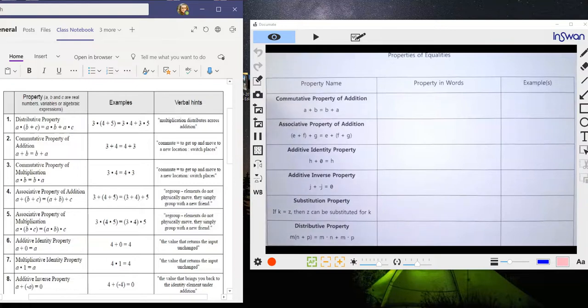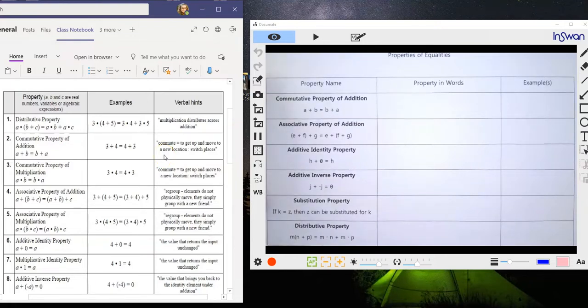So the commutative property of addition. So what we do is we come over to the sheet and we look for commutative, here we go, commutative property of addition, and they have here a plus b is equal to b plus a. And they give an example of 3 plus 4 is equal to 4 plus 3. And the verbal hint says commute equals to get up and move to a new location or switch places.